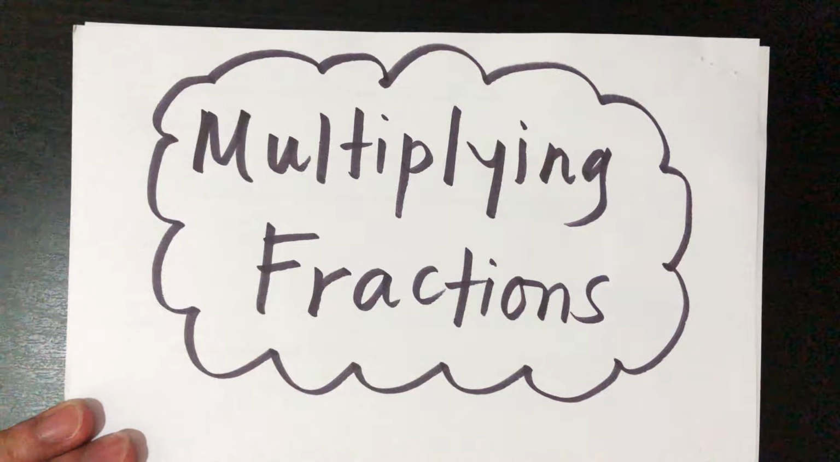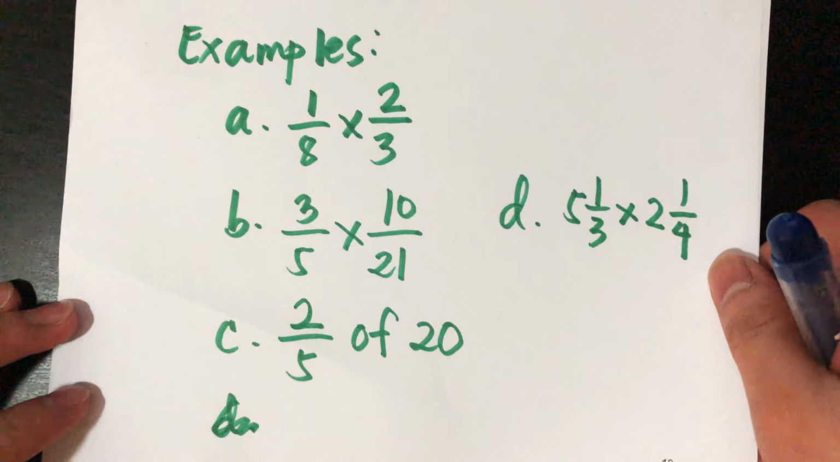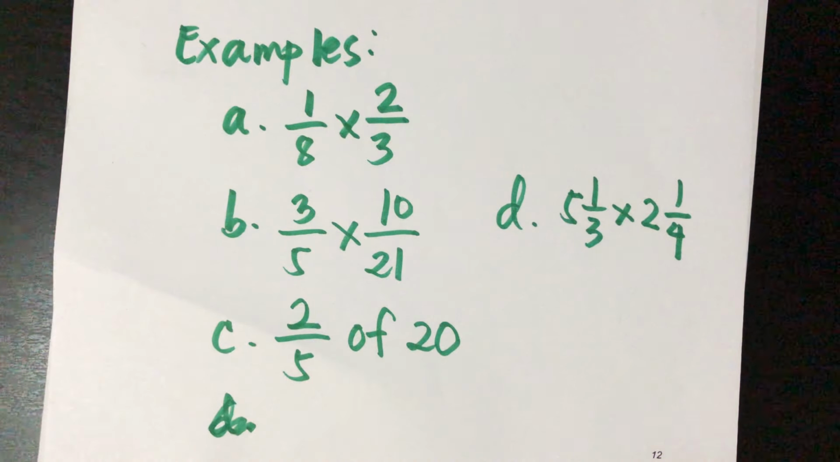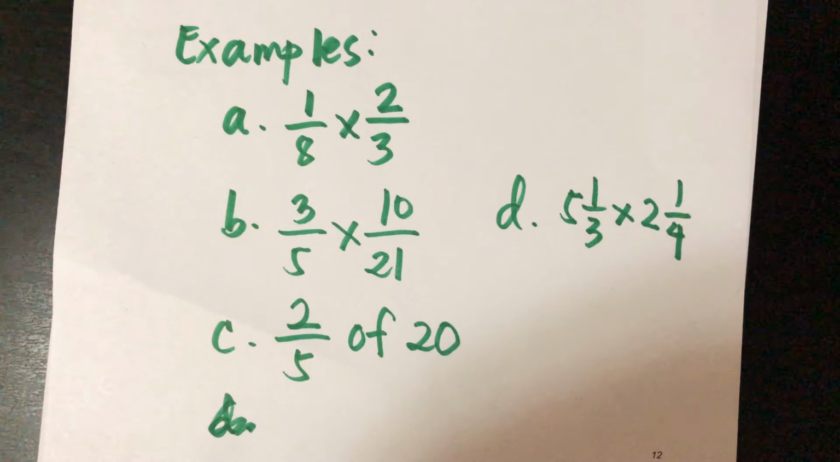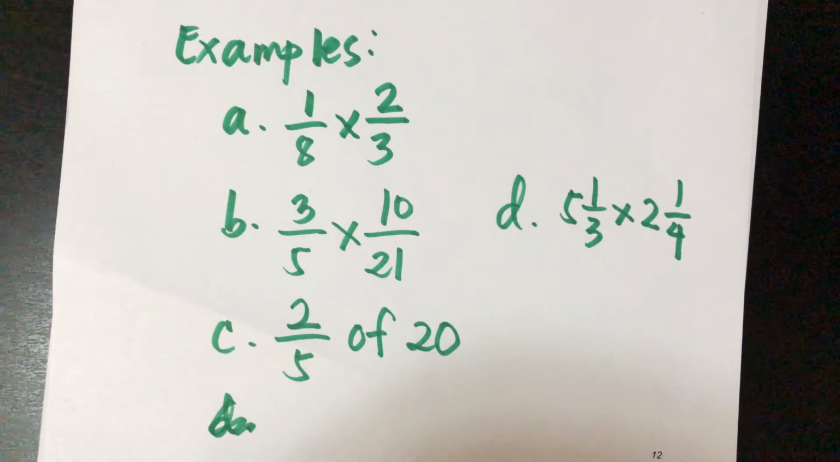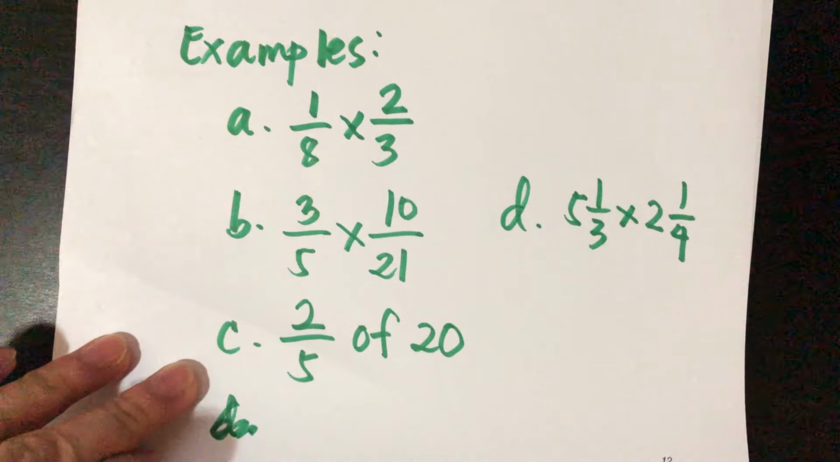In this video, we will discuss how to multiply fractions. So here are the examples. We have 1/8 times 2/3. We have 3/5 times 10 over 21. Letter C, we have 2/5 of 20. And the next one is 5 and 1/3 times 2 and 1/4. So let's start with our first problem.